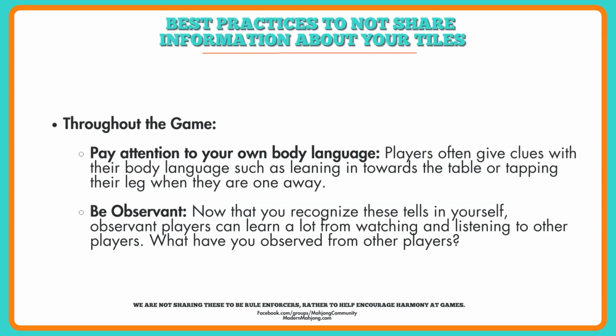Throughout the game, pay attention to your own body language. Players often give clues with their body language, such as leaning in towards the table or tapping their leg when they're one away. Be observant. Now that you recognize these tells in yourself, observant players can gain a lot of valuable information from listening and watching other players. What have you observed at your games?